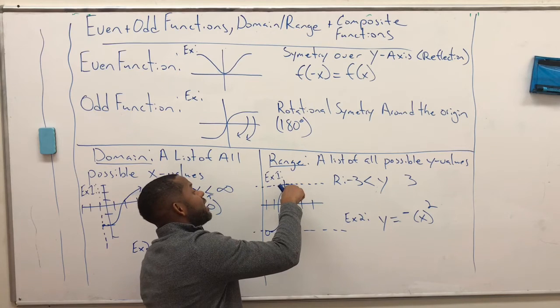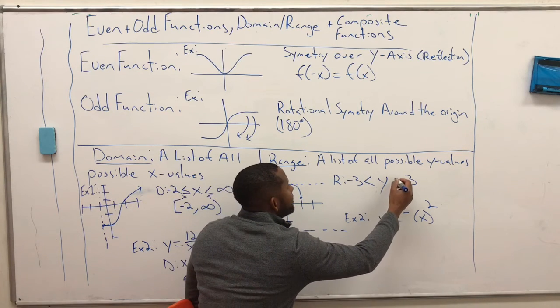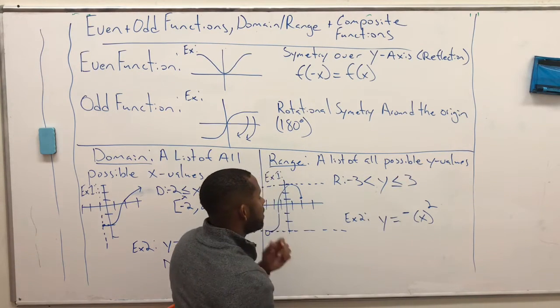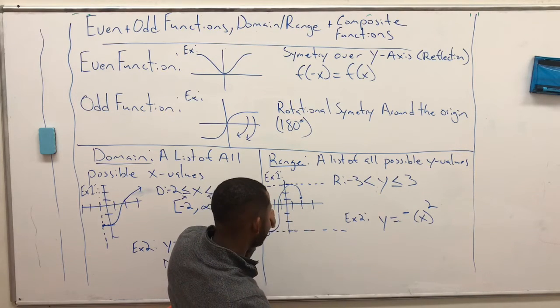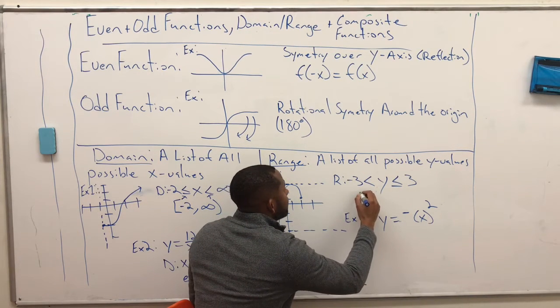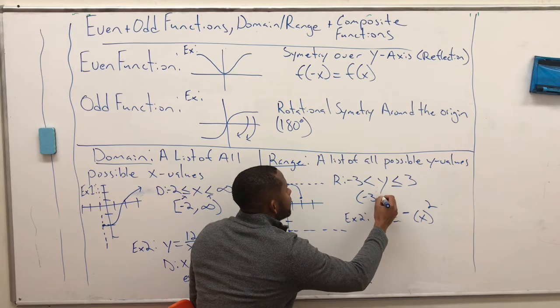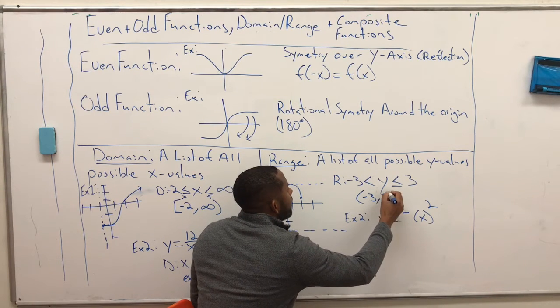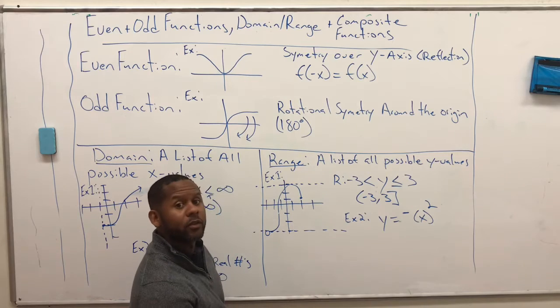And I have a solid line, which is the same as a closed dot, which means it is included. So y goes between -3 and 3. That's my range. If I wanted to write it this way, negative 3 and 3, it would look like so.